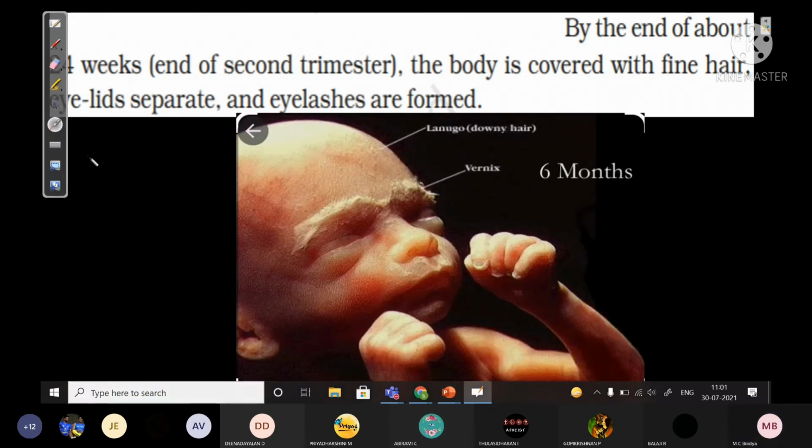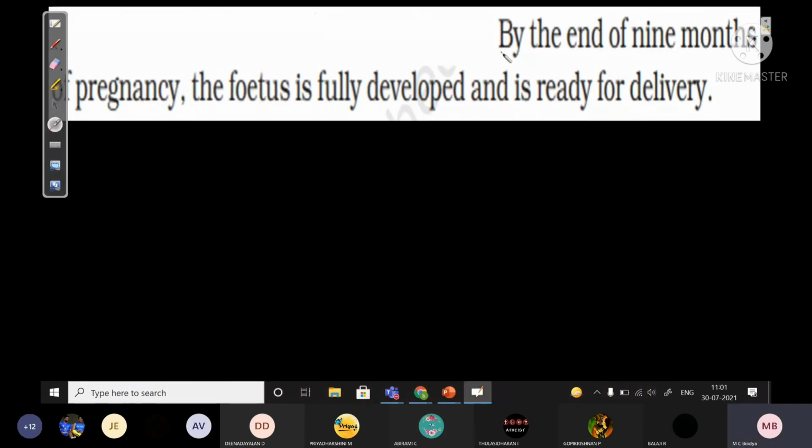See, some hairs are there, no? This is 6 months. Now by the end of 9 months of pregnancy, the fetus is fully developed and ready for delivery. So what will the fetus do? The fetus has an important role to play during the delivery step.